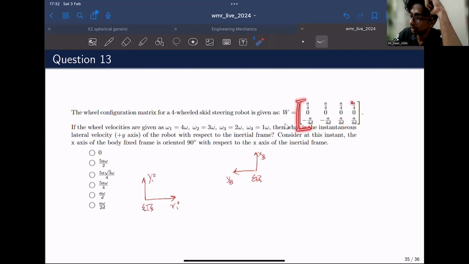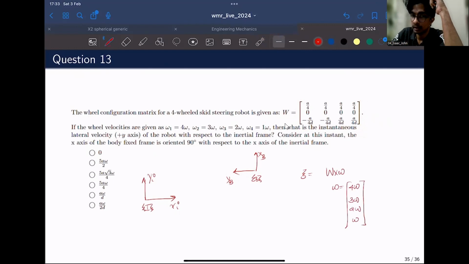And you have been given the W matrix and the omega vector, right? So if you multiply W times omega, you will get zeta. Where this W is, as per the question, it is 4 omega, 3 omega, 2 omega, and omega, right? So once you get zeta, you have to transform it back to the inertial frame of reference. How do you do that?